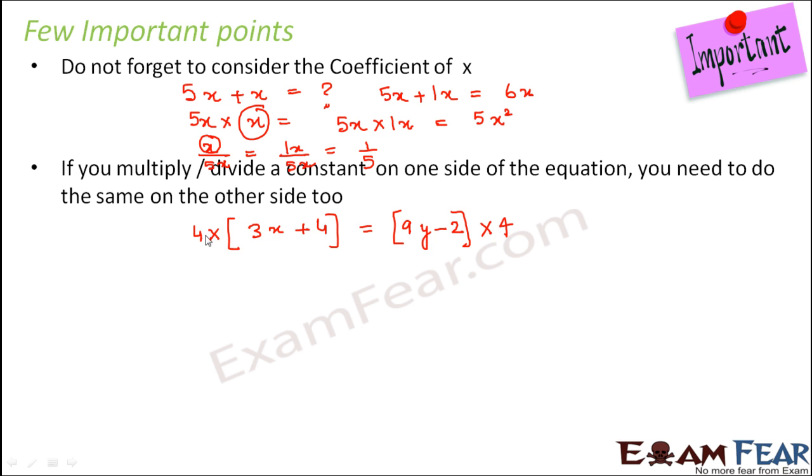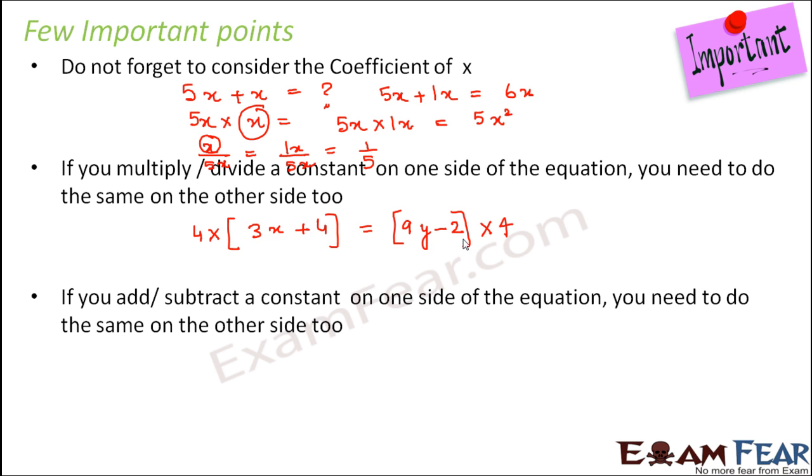So if you think that okay, if I am multiplying 4 on one side, let me add 4 on the other side, that will not work. So if you are multiplying 4 on one side, you need to ensure that you are multiplying 4 on the other side. Similarly, if you are dividing 4 on one side, you need to ensure that you are dividing 4 on the other side. Similarly, if you are adding 4 on one side, you have to add 4 on the other side as well.